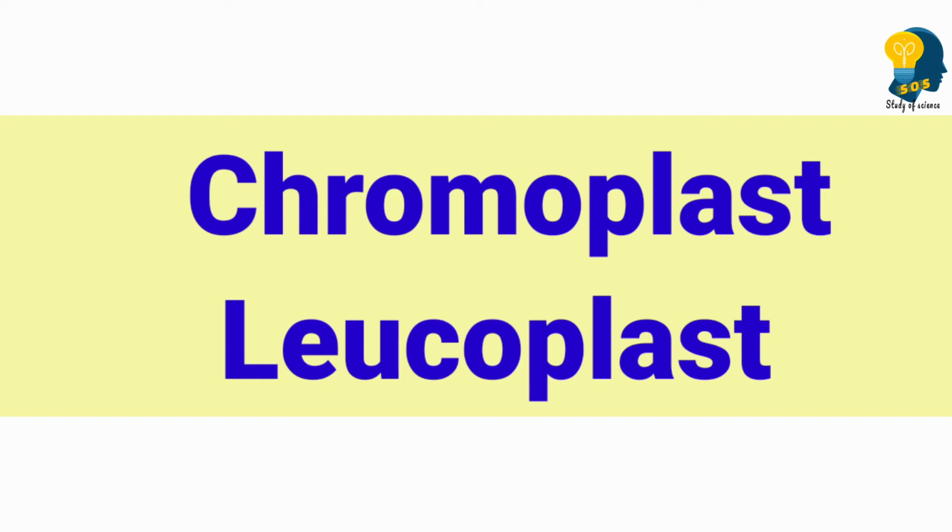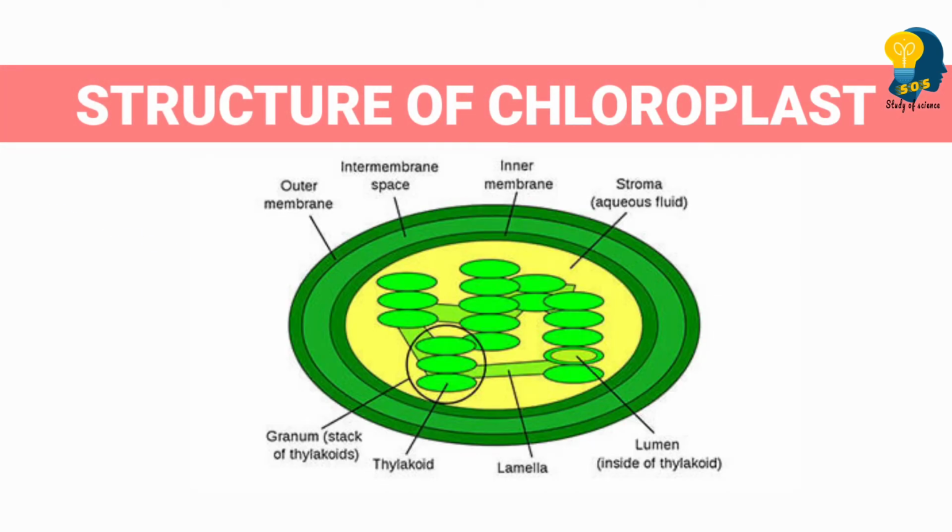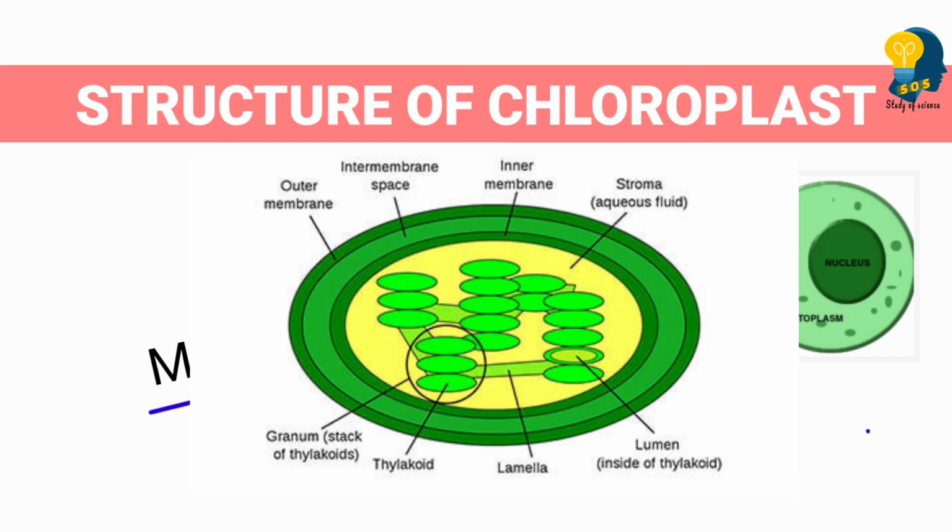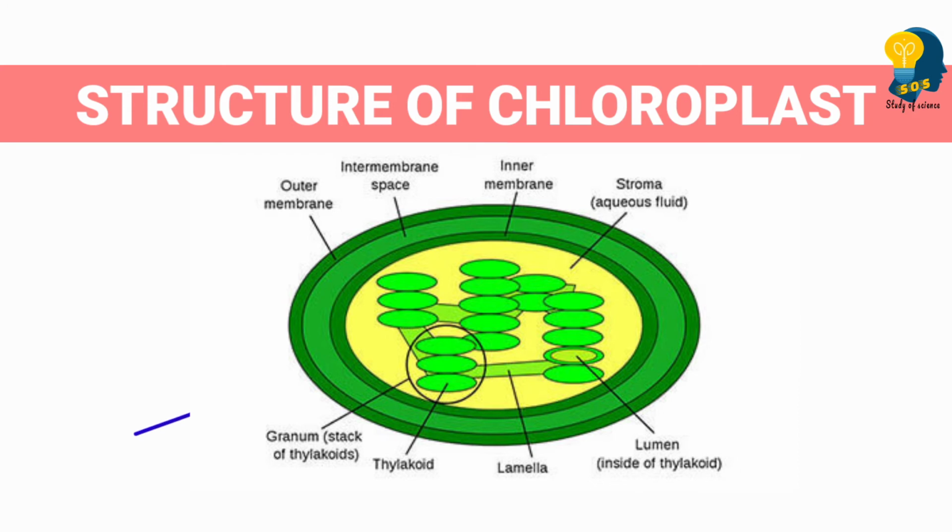Now, let us understand the structure of chloroplast. Students, if we look at the structure of chloroplast, we can find a matrix-like material inside. Do you remember? There was a matrix-like material inside the nucleus, which is called nucleoplasm. And there was a matrix-like material inside the cell called cytoplasm. Similarly, inside the chloroplast there is a matrix-like material, and we call this matrix stroma.